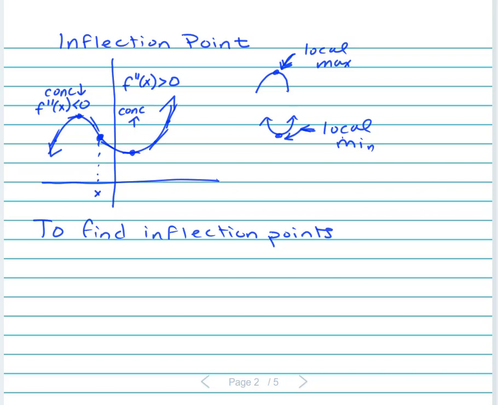you're going to find the first derivative, second derivative, and then either set it to 0 or find where it's undefined. These are candidates for inflection points.